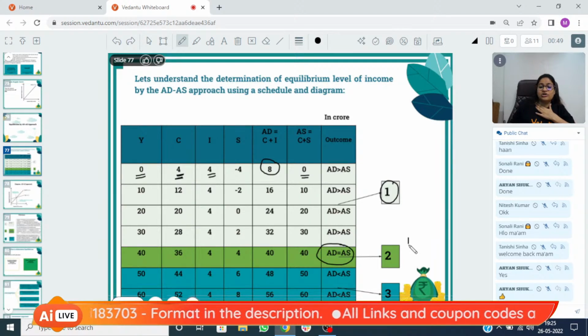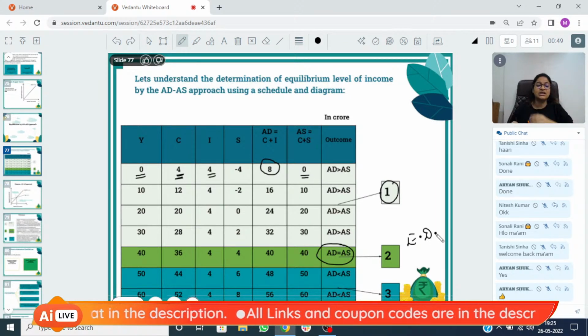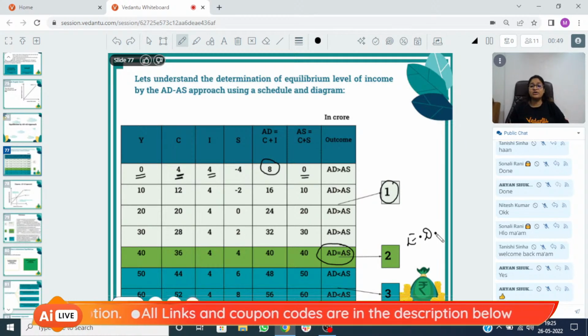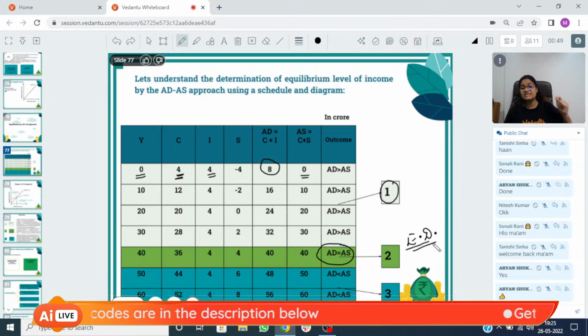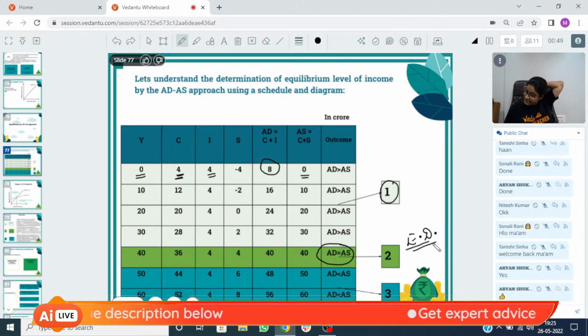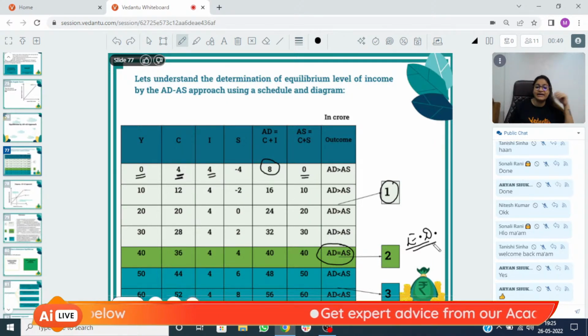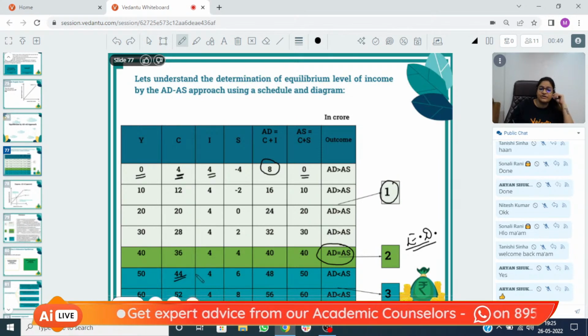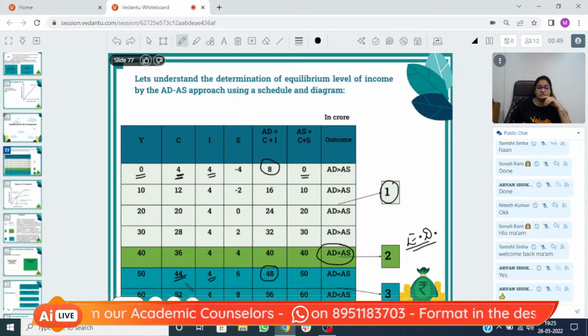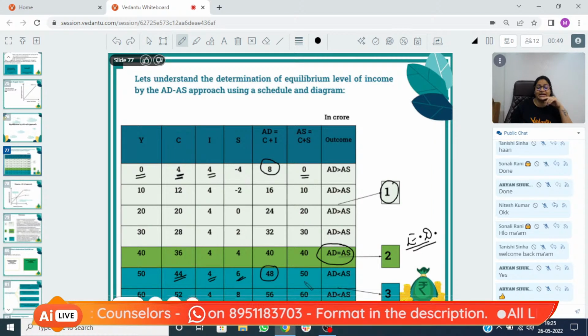This is the point of effective demand. This is the equilibrium position. Every economy wants to operate at this level only. As our production further increases, income increases. See what happens to aggregate demand. Consumption is 44, investment is 4, so aggregate demand is 48. Consumption is 44, savings is 6, so aggregate supply is 50.